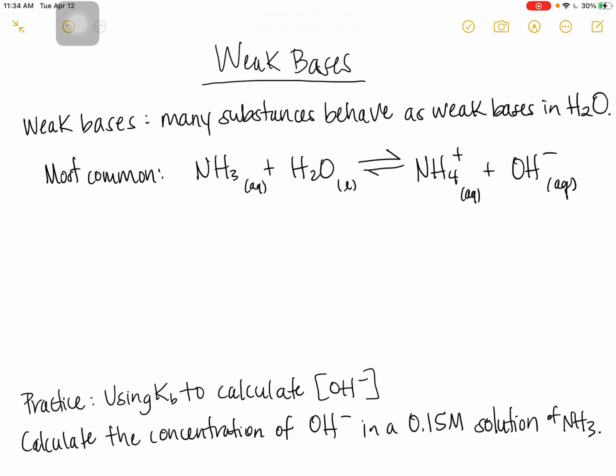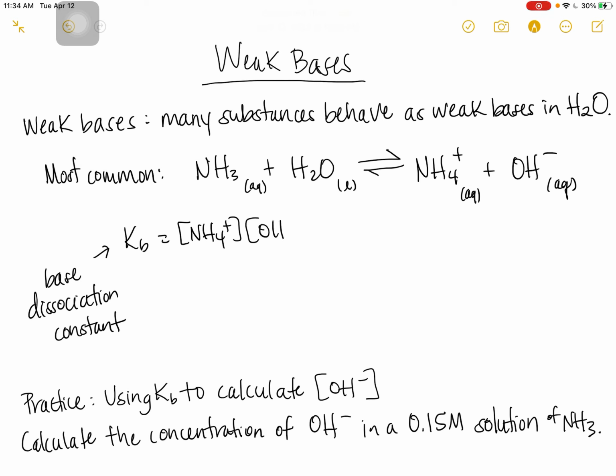So just like acids had their acid dissociation constant Ka, bases have a base dissociation constant called Kb. And it's written the same way. The concentration of the products over the concentration of the reactants raised to their stoichiometric coefficients. Notice I left out H2O, and that's because it's a liquid. So don't forget that liquids are left out of Kb, Ka, Kc, Kp, any equilibrium expression.